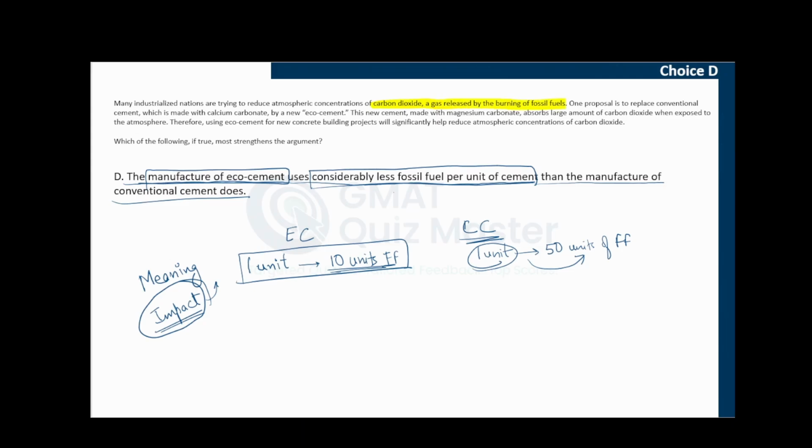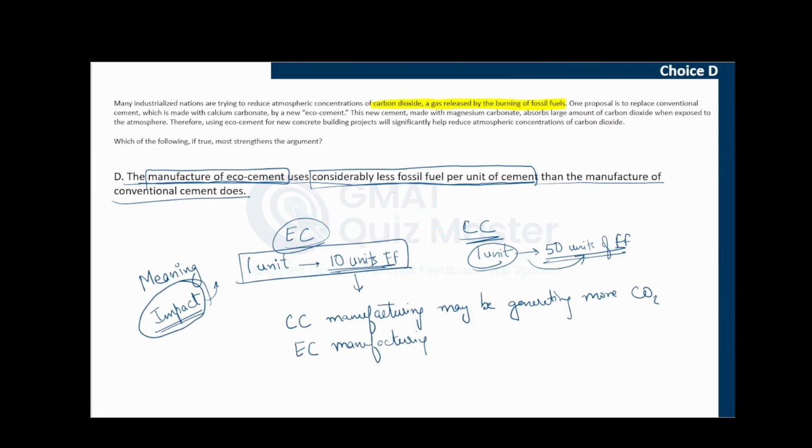So if the conventional cement uses 50 units of fossil fuel per unit of cement compared to 10 units of fossil fuel per unit of eco cement, it indicates that conventional cement manufacturing may be generating more carbon dioxide. In other words, eco cement manufacturing may be generating less carbon dioxide compared to conventional cement. Now, what does that mean?